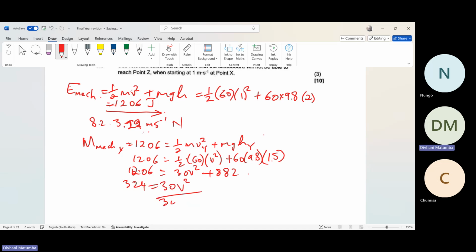If I divide by 30, 324 divided by 30 gives me 10.8. So v squared is equal to 10.8. So v is equal to the square root of 10.8, which is 3.29 meters per second. Okay, that's perfect.